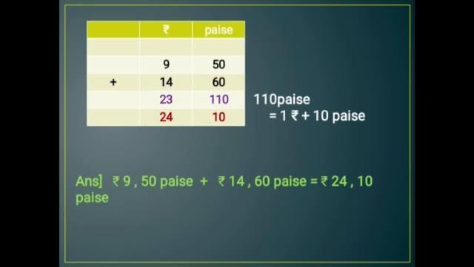So 110, that is 110 paise, we can write it as 1 rupee plus 10 paise. So that 1 rupee will go under the rupees, that is 23 rupees, which will become 24, and this 10 paise will be as it is. So here I have shown the two colors, that is the purple color is the addition and the red color is the answer. 24 rupees and 10 paise is the actual answer. So the answer is 9 rupees 50 paise plus 14 rupees 60 paise is equal to 24 rupees 10 paise.